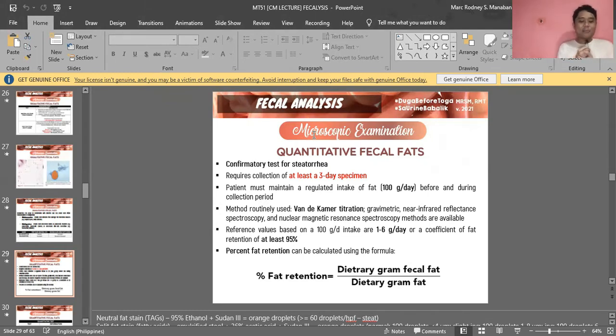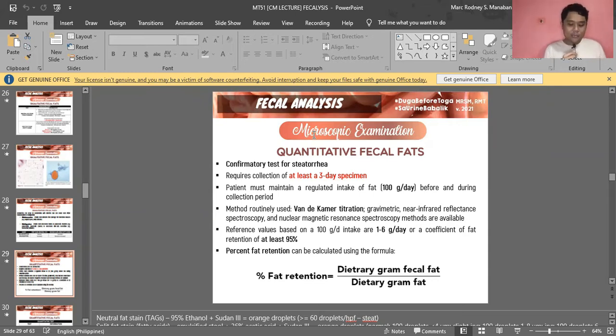Okay, all right. Now again, patient must maintain a regulated intake of about 100 grams per day of fat, okay, before and during collection period, para at least murag makabalo jud ka na naray source of fat. So murag makaingon jud ka na fats na makitaan pud sa stool kay na may source of fat. Okay, and then method routinely used is the Van de Kamer titration method. Okay, so you can also use gravimetric, near infrared reflectance spectroscopy, nuclear magnetic resonance spectroscopy, and other methods. So na ibang mga methods, pero the reference method is still Van de Kamer titration method.